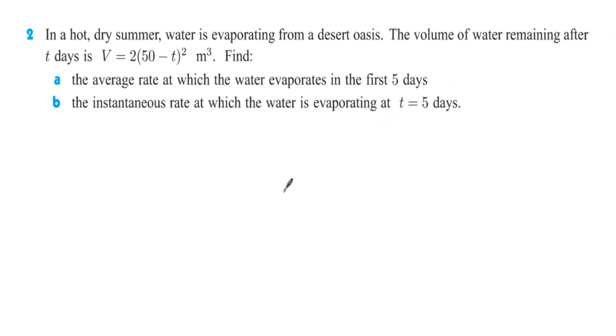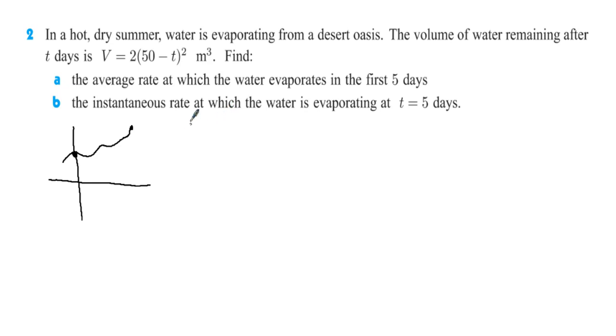Here in a hot dry summer, water is evaporating from a desert oasis. The volume of water remaining after t days is given in this form. The question is, find the average rate of change over the first 5 days. So imagine you have a relationship, and I know it's a parabola, but let's say we have some graph, and to find the average, what do I need? I need the beginning, and I need the 5th day. What will be the volume? The idea is I need to find the initial and the final values.